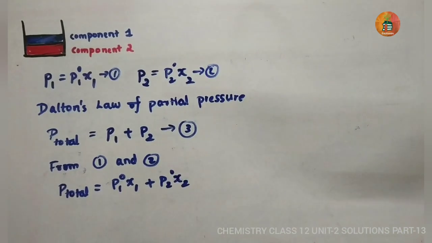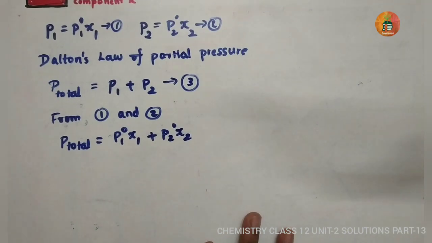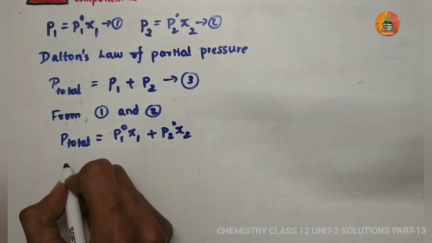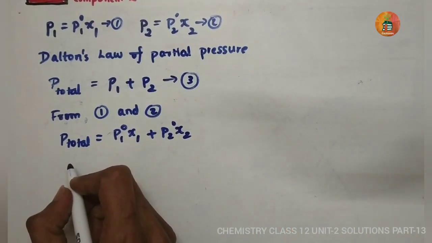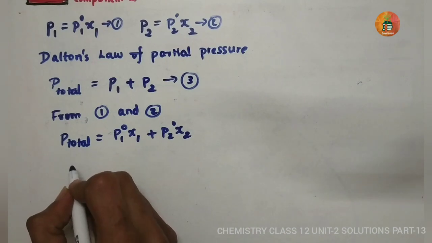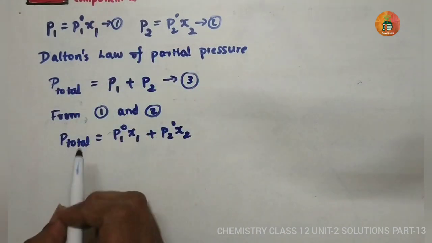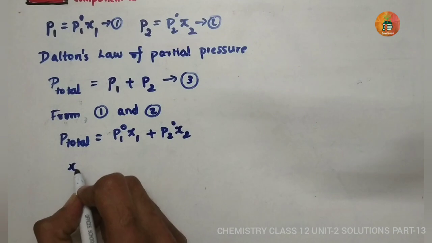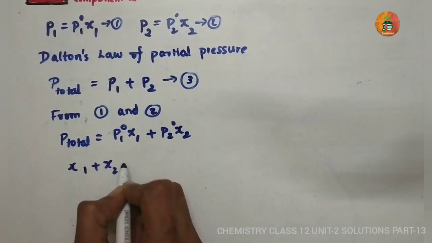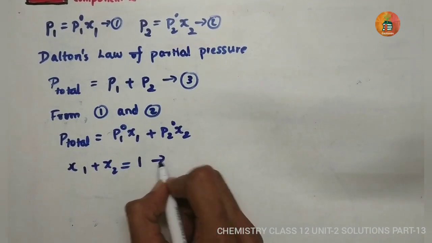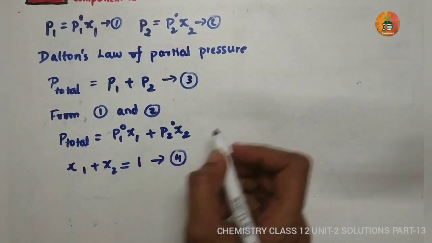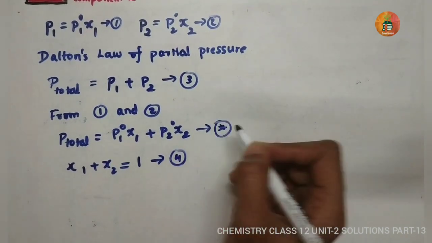And according to the concept of mole fraction, we know that the sum of the mole fractions of all the components will be equal to unity. Since there are two components here, I can write x1 plus x2 is equal to 1. Let it be equation number 4, and I'll name this equation as star.